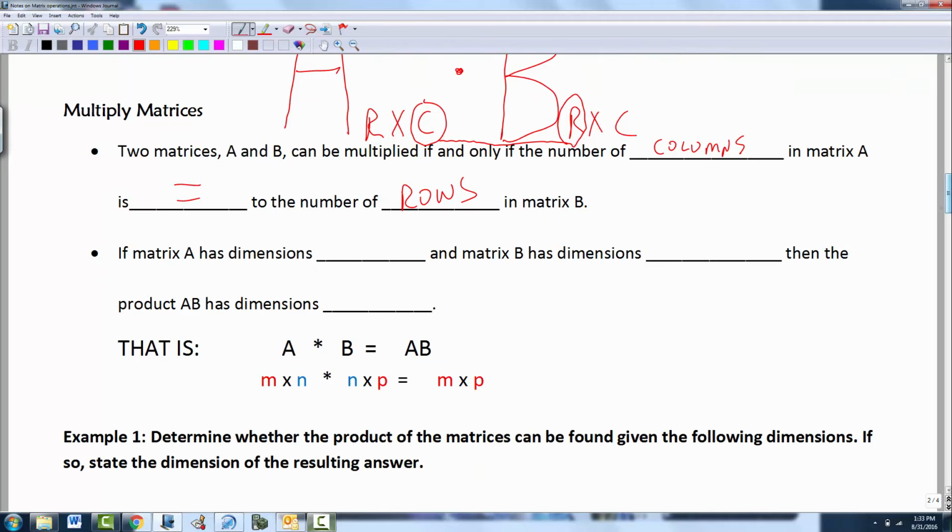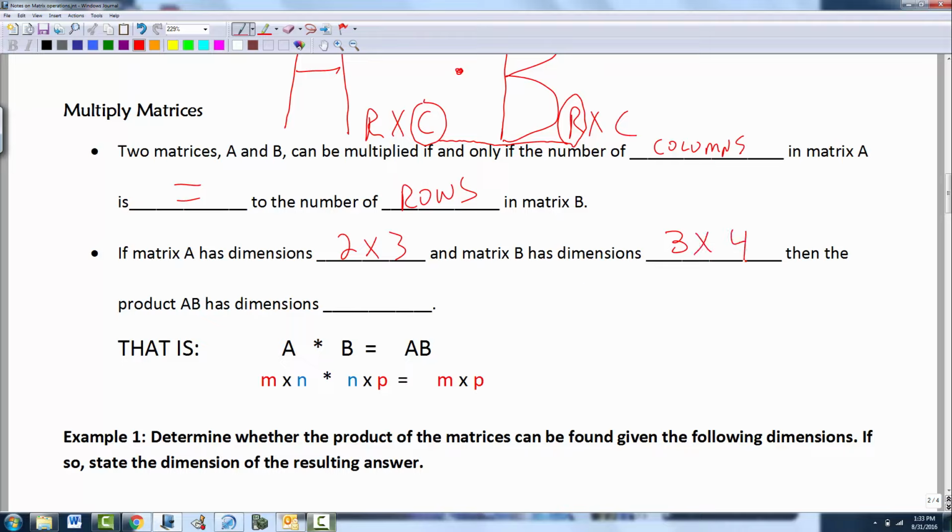Let's say I have a matrix 2 by 3. Those are the dimensions. First things first, matrix B has to have what as its first number? 3, or else you cannot proceed. The rows of the second must equal the columns of the first. The columns of the first must equal the rows of the second.